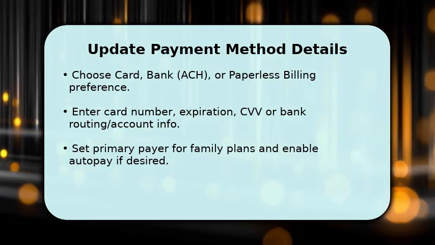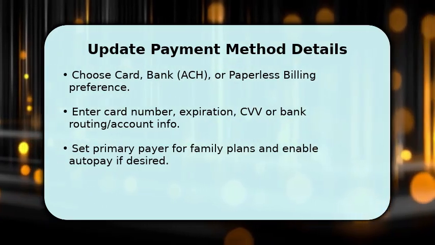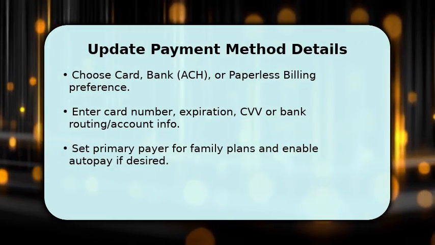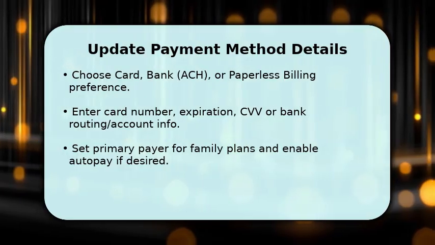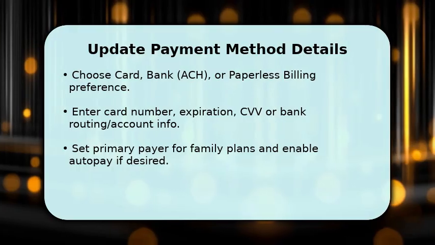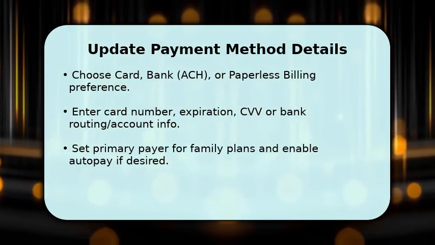Once you add card or bank info, follow on-screen prompts to verify. Kaiser may place a small authorization or require micro-deposit verification for banks. Make sure to assign the payment to the correct member if you manage family coverage and toggle autopay on or off according to your preference. This middle step finalizes the data the system needs.